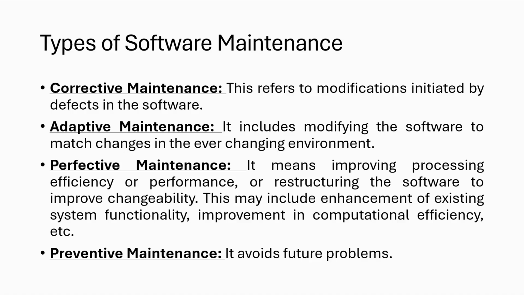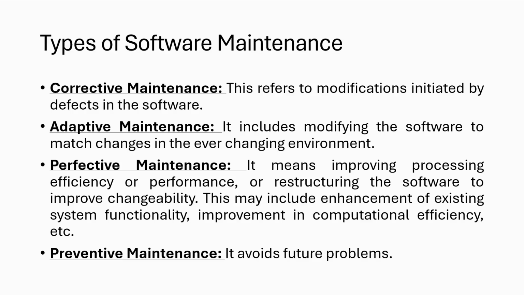Next is perfective maintenance. Perfective maintenance is about improving the performance, efficiency, or usability of the software. It adds or modifies system functionality. It's like when we are improving processing efficiency or performance, or dealing with enhancements like restructuring of the software to improve changes. When we are handling restructuring or adding new functionalities, we are dealing with perfective maintenance. It does not include a changing environment like Windows 10 to Windows 11. That is not perfective.